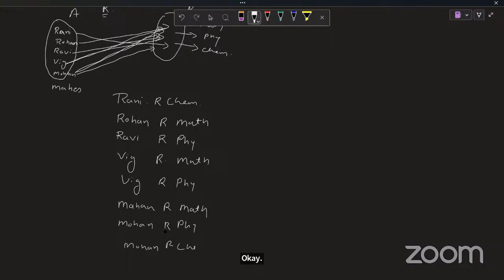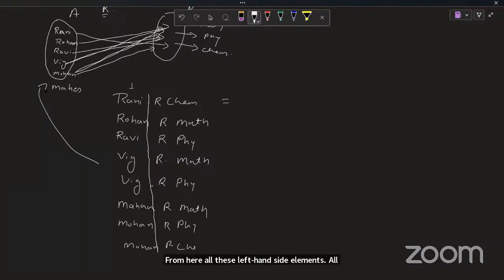This is the way that we can write, right? Yes, sir. Now, if I see here, all these left-hand side elements are coming from this set A, right? And all the right-hand side elements are coming from this set B, right? So rather than writing like this, I can write just like this.